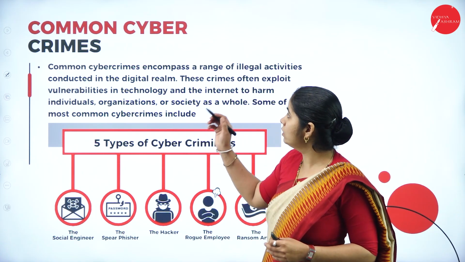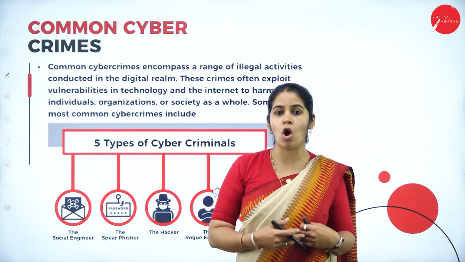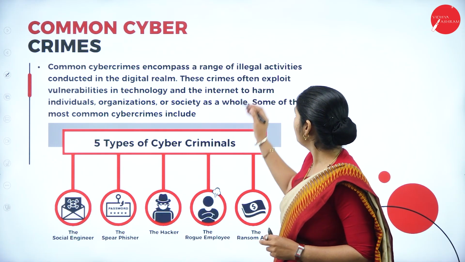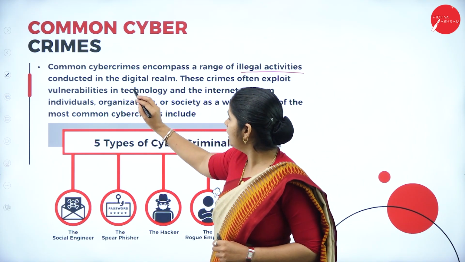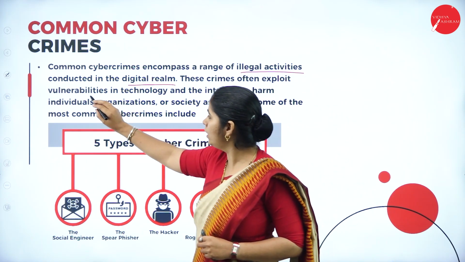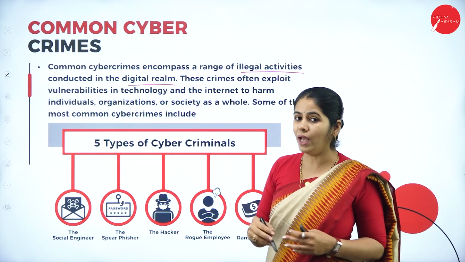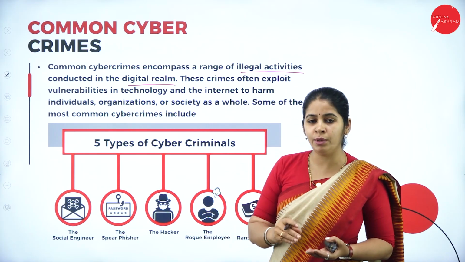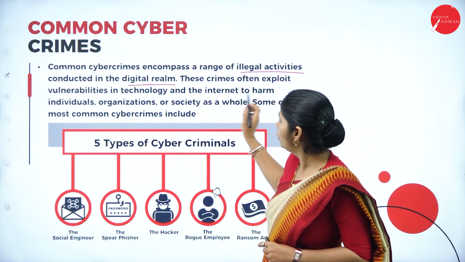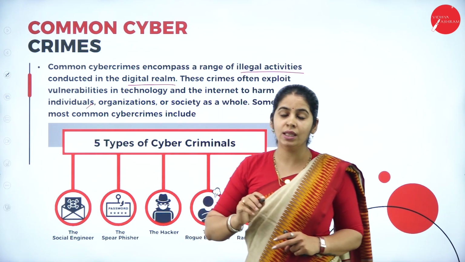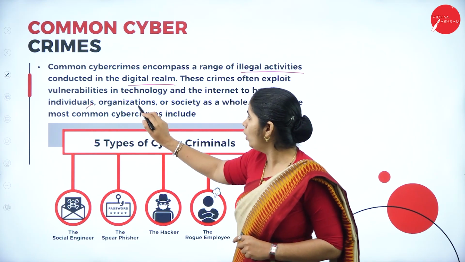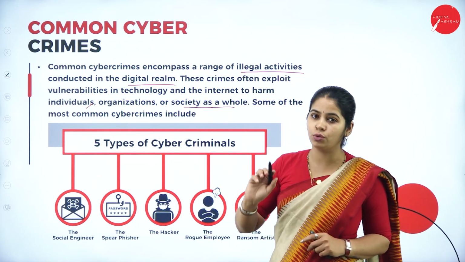Apart from that, we have some common cyber crimes. What are some common cyber crimes happening nowadays? Common cyber crime comprises a range of illegal activities conducted in the digital realm, and these crimes often exploit vulnerabilities in technology. Why can this crime happen? Because there is a vulnerability in computer technology or software technology and the internet. They use these illegal activities to harm the individual, the organization, or society as a whole.